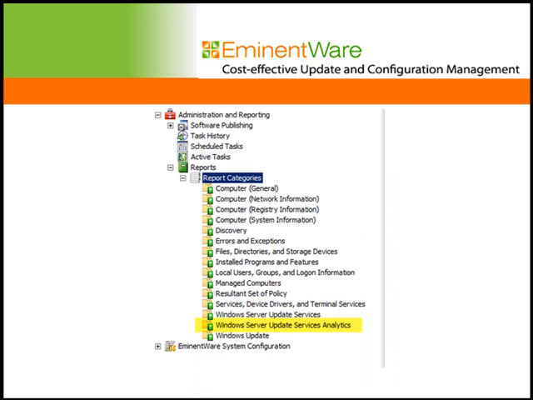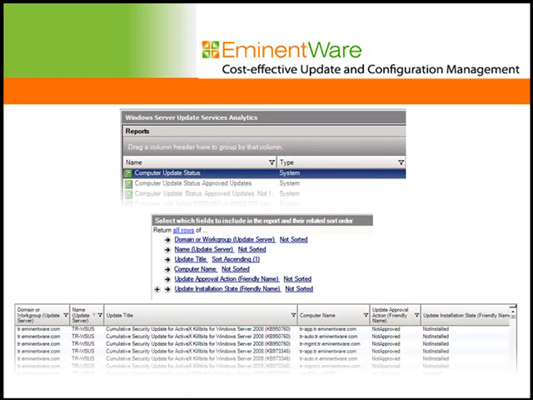The second category, the Windows Server Update Services Analytics category, provides a number of reports, most of which are all built directly from the Computer Update Status Report, which is the core of pretty much everything. The Computer Update Status Report takes all of the updates, all of the computers, all of the approval statuses, and all of the installation statuses across all of the WSUS servers that are configured in your EminentWare environment and puts them together in a single report.